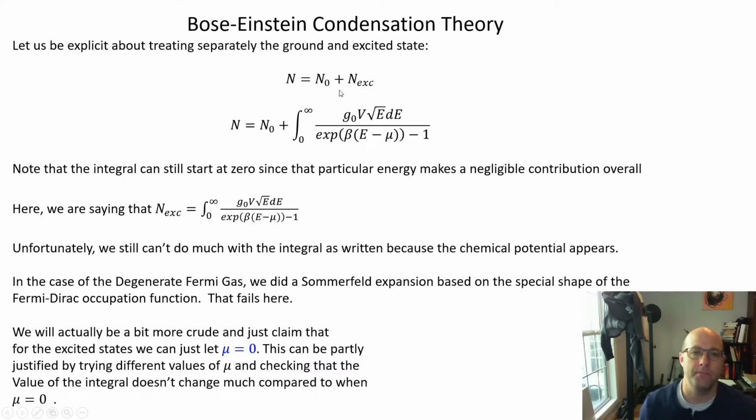All right. So note here, I still started the integral at 0 because at that particular low energy, it makes no difference because the density of states is 0 anyway. So you don't really have to worry about where you start the integral when you're dealing with this kind of continuum approximation, where we've by construction broken off anything that might be divergent. So we're basically saying that the number of excited states is just equal to this integral.